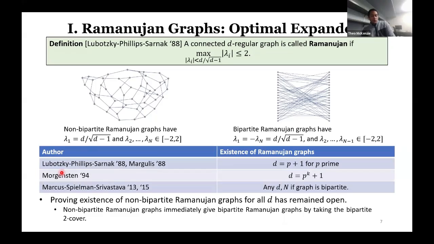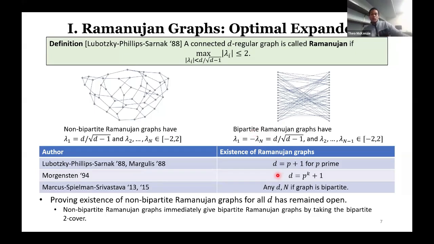So in this original work of Lubotsky, Phillips, and Sarnak, they generate examples of both of these graphs, both non-bipartite and bipartite versions, using number theoretic techniques. Specifically, they find specific Cayley graphs that have these properties. Margulis independently, the same year, published a paper also coming up with examples of these types of graphs. And specifically, these are Cayley graphs.